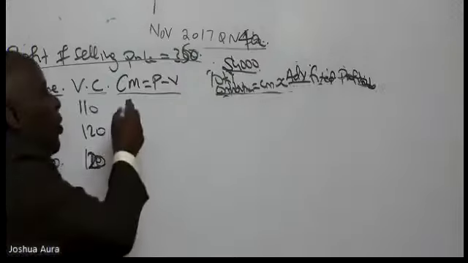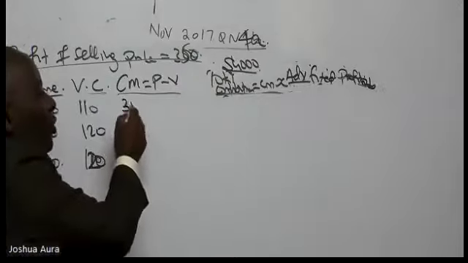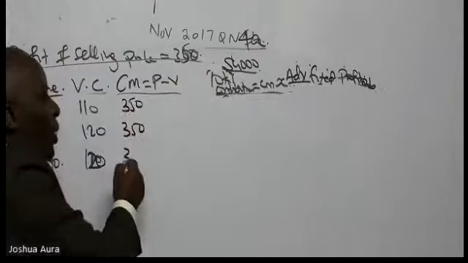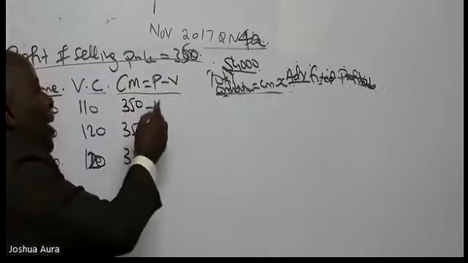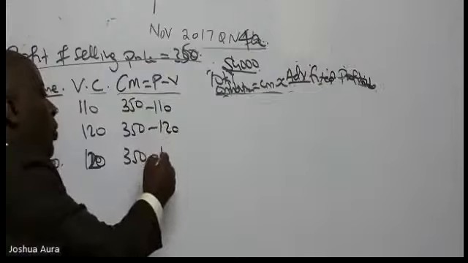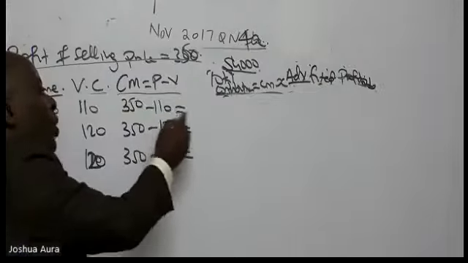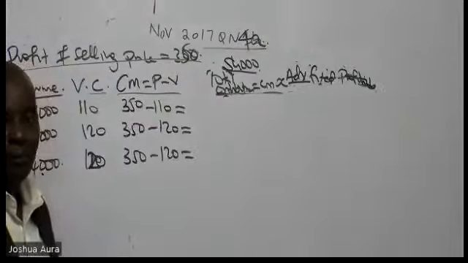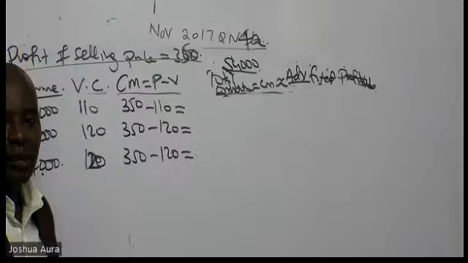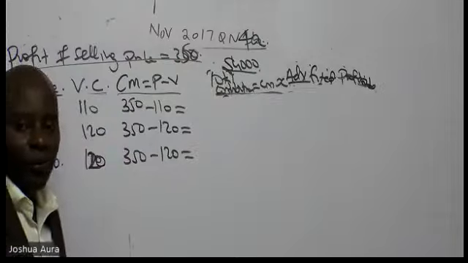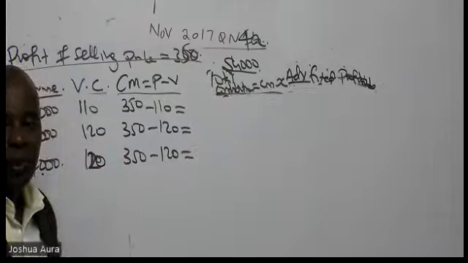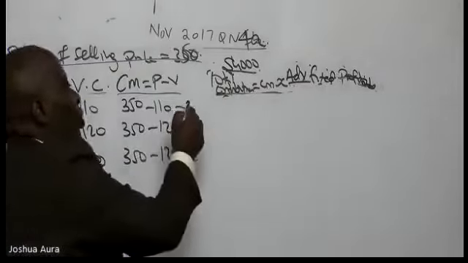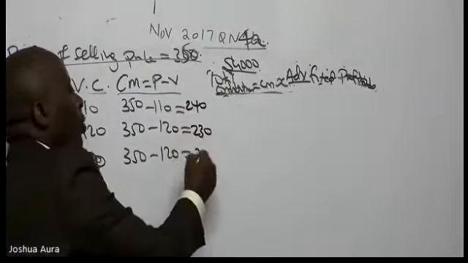So please come and give me the contribution margin. The price now is 350 throughout, minus 110 here, 120 here, and 120 there. Could you kindly give me these figures now? The first one, 240, 230, 230.